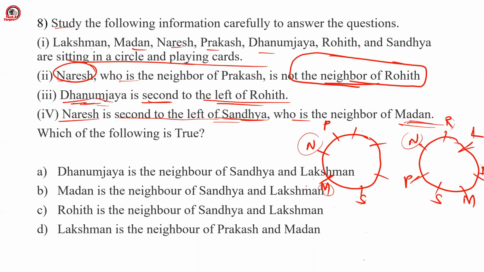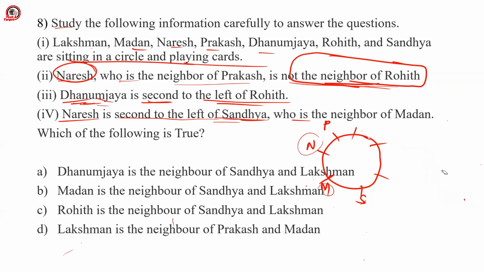Now this is one condition. Now if we write like this, what is happening here? So the thing is, Naresh, who is the neighbor of Prakash, is not the neighbor of Rohit. But in this particular arrangement, Naresh is being the neighbor of Rohit. So this particular arrangement is also not correct, right? If that is the case, we'll remove this particular arrangement also. Now the only arrangement that is being left is the first arrangement that we did. So we will check how we can place Rohit and Dhananjay.